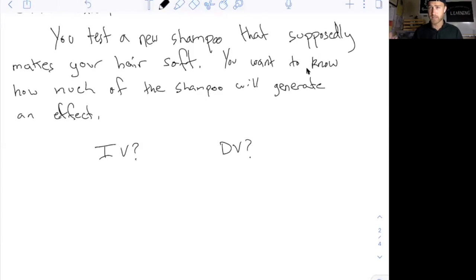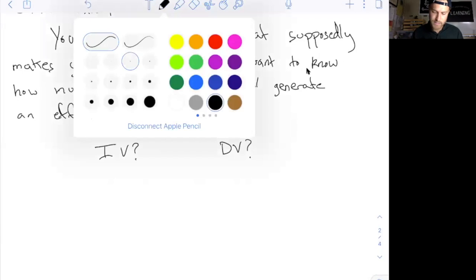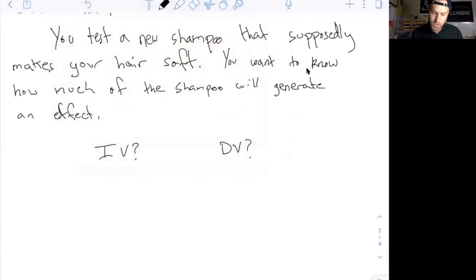We can start with what's the cause, or we can start with what's the effect. It doesn't really matter. So when I'm looking at this, I'm analyzing this sentence. It supposedly makes your hair soft, and you want to see how much of the shampoo will generate an effect. So what's the effect of the shampoo? What's the desired effect? Oh, you want it softer.